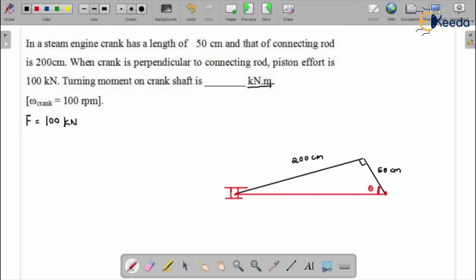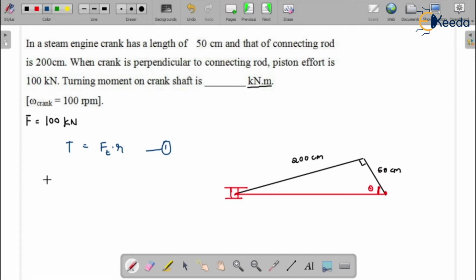So in the question it is asking the turning moment of the crankshaft. First we need to know what is the formula for the turning moment of the crankshaft. That is noted as T, and we know that this is equal to Ft, tangential force on the crank, into R. Sometimes it is called tangential force on the crank, or sometimes it is called crank effort. So first we need to calculate Ft. This is our equation number 1.